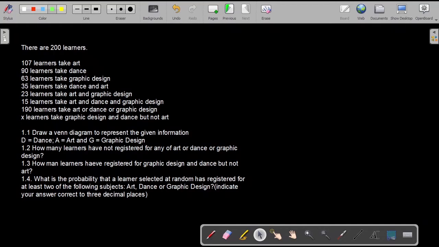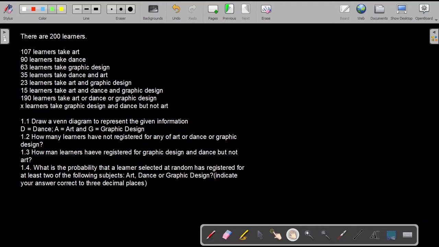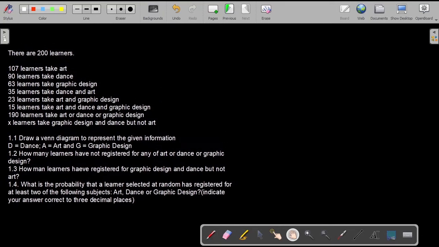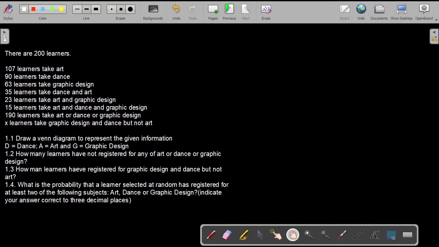Welcome to Khetz, and in this video I'll be doing another example to show how you can draw your own Venn diagram given a problem statement. So this is a problem that you're given. I'll just read it out and go through the steps of how you can construct a Venn diagram.